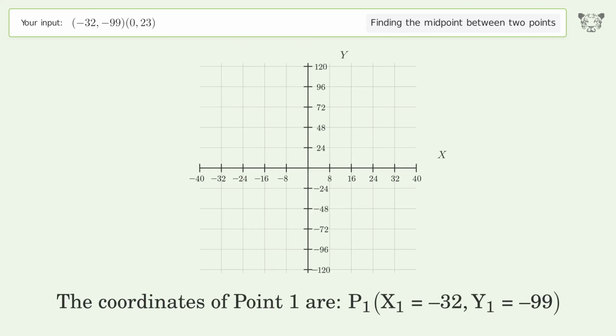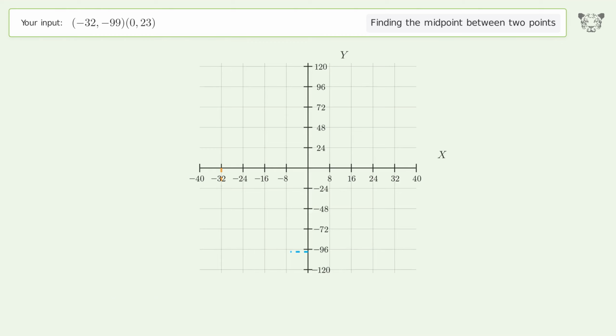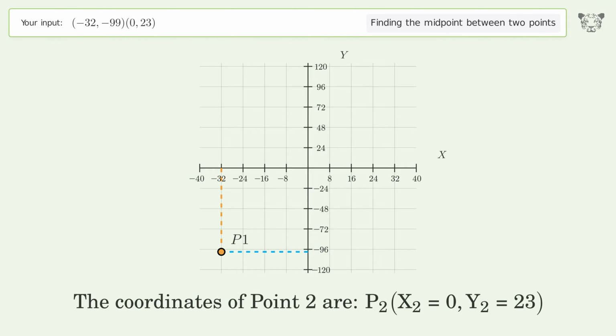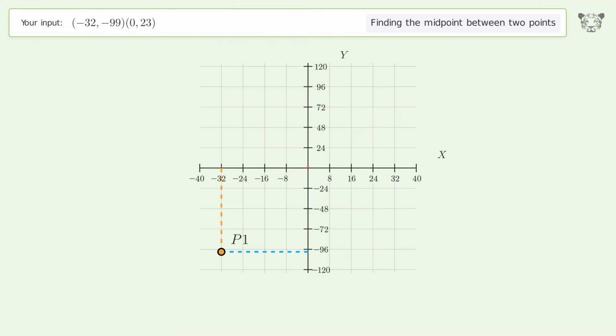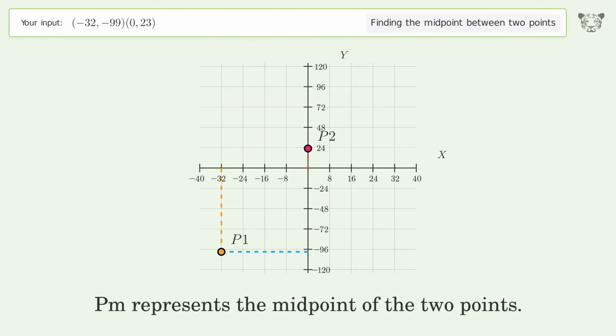The coordinates of point 1 are x1 equals -32, y1 equals -99. The coordinates of point 2 are x2 equals 0, y2 equals 23. PM represents the midpoint of the 2 points.